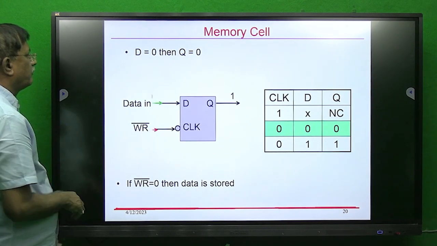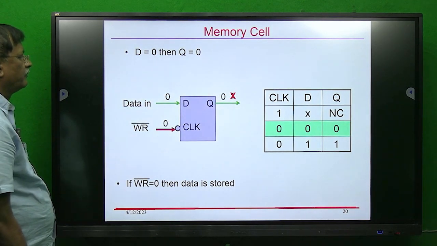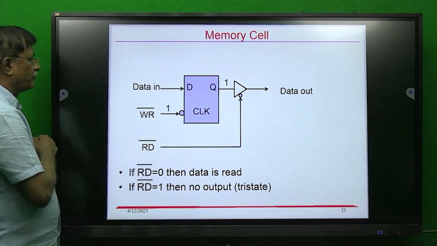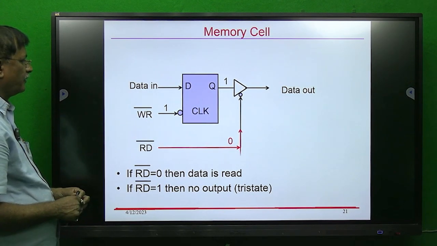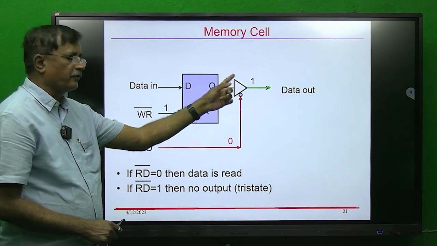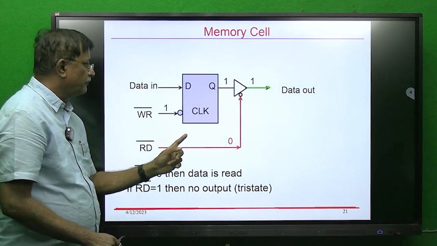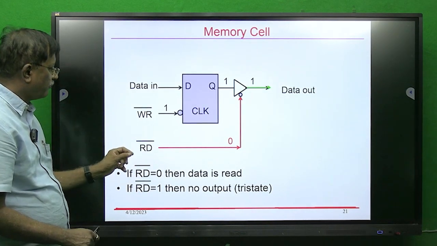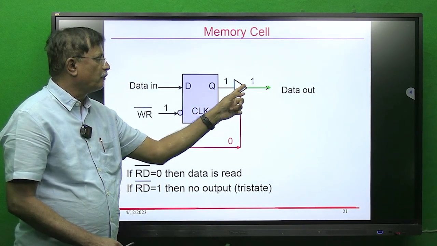If D is 0 and clock is also 0, then that data will be 0. So here 1 is replaced by 0. Similarly, you can read data from this flip-flop by enabling this tri-state buffer. If you enable this tri-state buffer, you can read this. So this data can be read by enabling this tri-state buffer, and it is enabled by using a read control signal. So whenever the processor gives the read signal, this data will be read by the processor. So it will go to the processor.